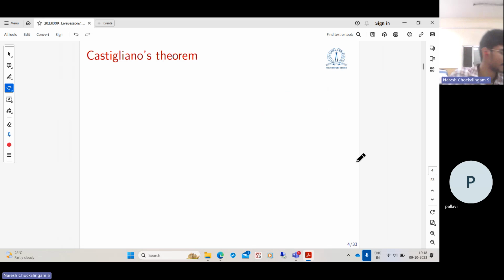Let me go to the next part. So the alternative way to solve for these problems in statics is using the Castigliano theorem. So what does the Castigliano theorem say?